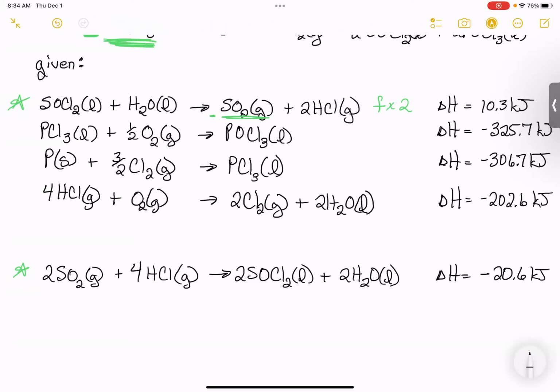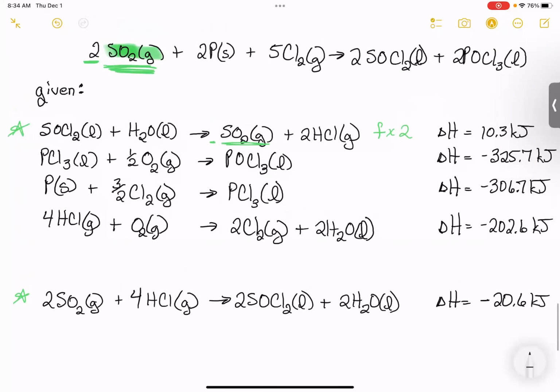Questions about what I've done so far and why? The why is because I needed that target equation. The top equation is what I need, and I've got to make these other 4 equations match what I need. I always start with the first substance, and then I'm going to move to the next substance. And then you're going to walk through that top equation until we've covered everything.